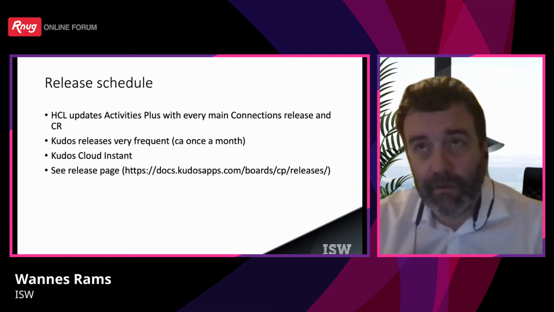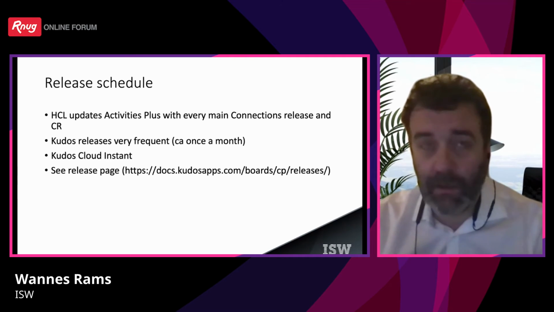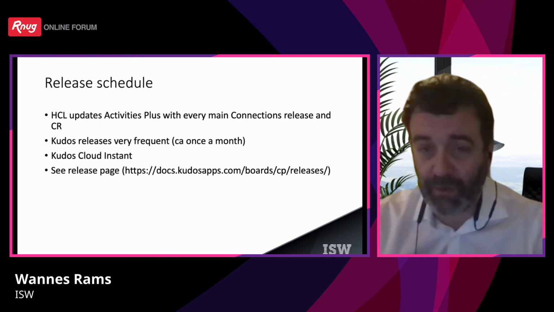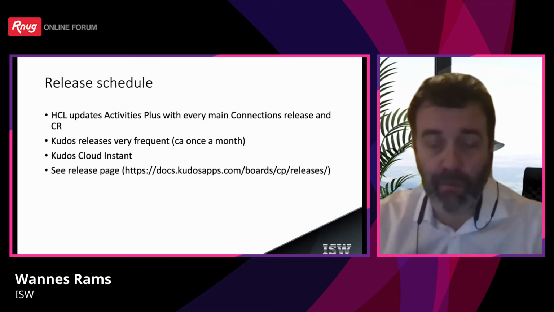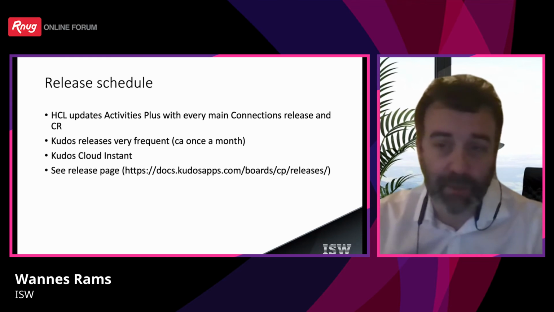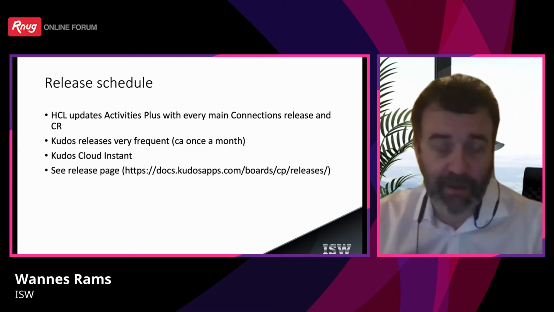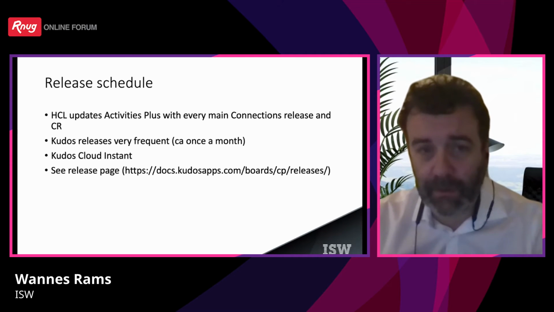Activities Plus in our cloud gets updated roughly once a month with bug fixes, but also new features. Our development team is very agile. We get a lot of questions, mostly from our Kudos Boards full product users, with feature requests and suggestions to improve the product. And many of them get implemented very, very fast. And then every feature that's ready just gets released in our cloud.